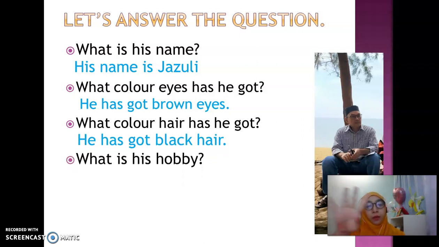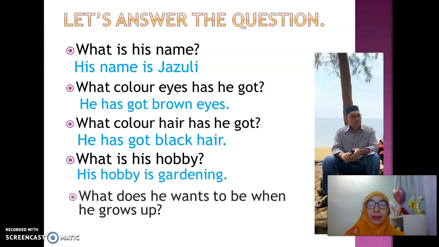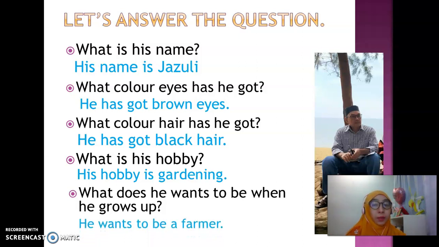Question number four. What is his hobby? His hobby is gardening. And the last question, question number five. What does he want to be when he grows up? He wants to be a farmer.